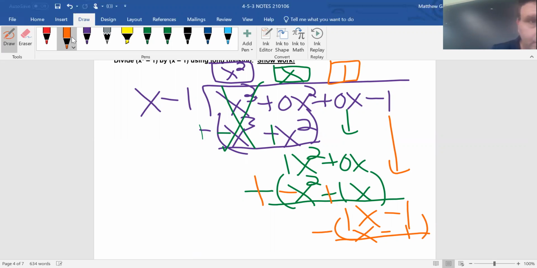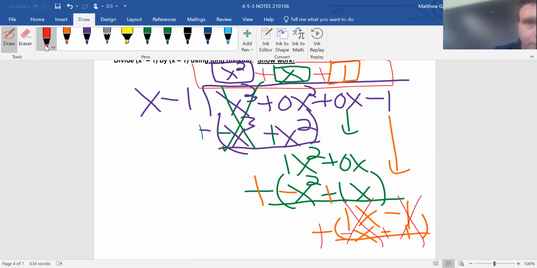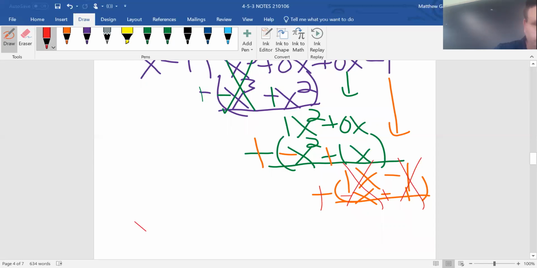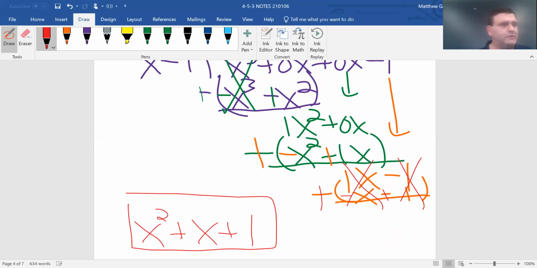Cancel everything. So cancel, cancel. And plus signs go between these. So that's your quotient right up there: x squared plus x plus 1. Okay? So these first couple of examples are designed, I'm going to be completely honest, where you have no remainder. So try example 2.